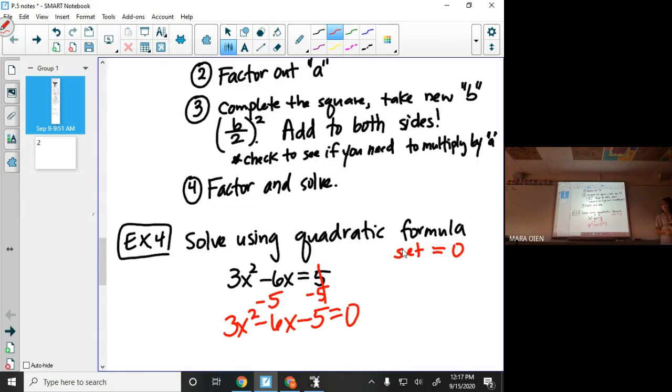Then we need to remember our quadratic formula. Remember, quadratic just means that you've got an x squared term, an x term, and a constant term. A is always your number in front of your x squared term. B is always your number in front of your x term. C is your constant term.